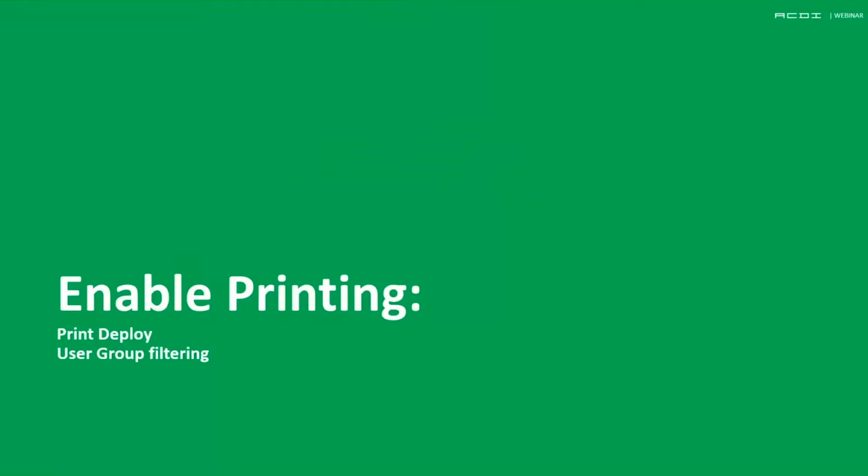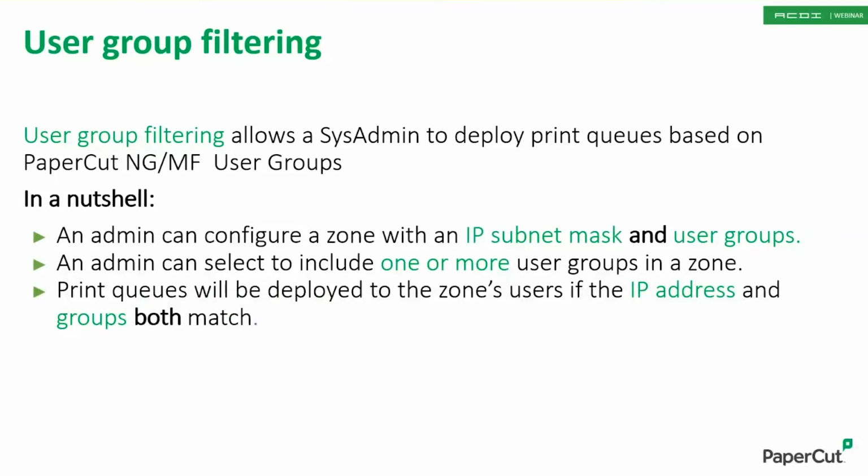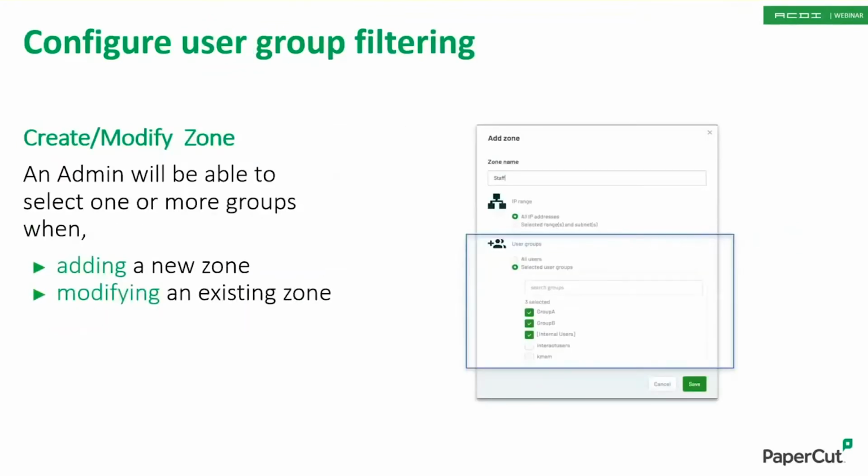Now adding user group filtering so you have more control as to who gets the print drivers loaded automatically on their system. You may have seen the capability previously, however it's been grayed out. Now it's available, and that is group filtering with print deploy. What will happen here is if the user's IP address and the groups match, then a print driver will automatically be installed on their system. Again, users don't have to do anything. It just happens. The group filtering provides a lot more flexibility with the print deploy feature now.